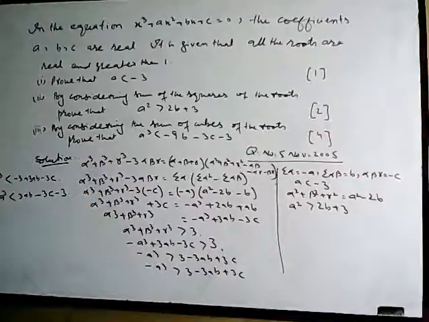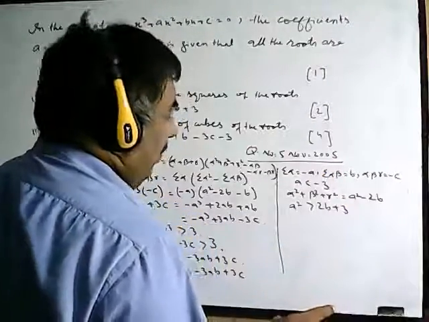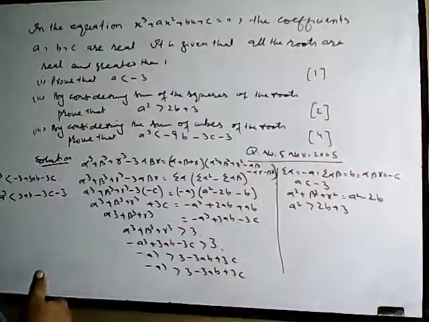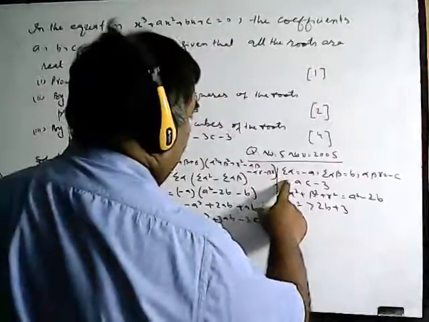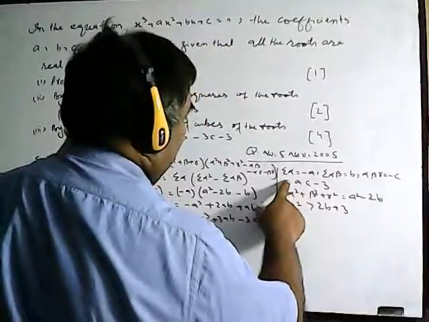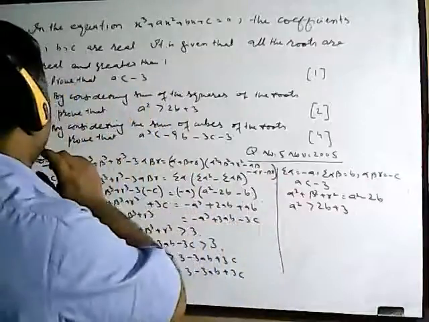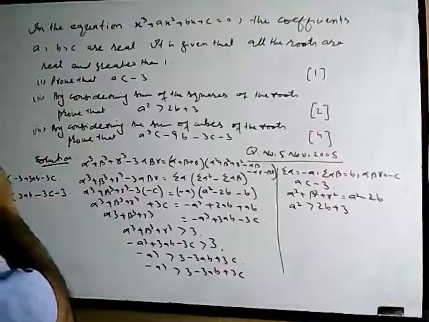So let us see what I am doing. Actually sigma alpha beta means the sum of products of 2 at a time, and their sum is b. Now the sum of the roots is minus a, and the roots are real and greater than 1. It's given that all the roots are real and greater than 1.